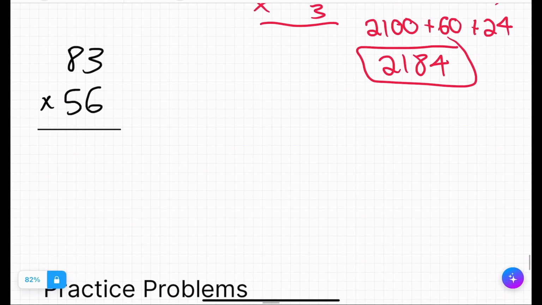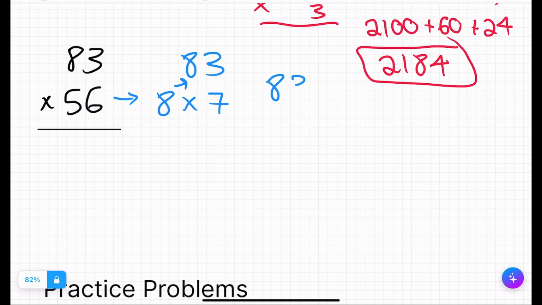Okay, let's try another problem. 83 times 56. So again, let's use the factoring method. 56 can be split into 8 times 7, and we have 83. So I'm going to multiply with the larger number first.